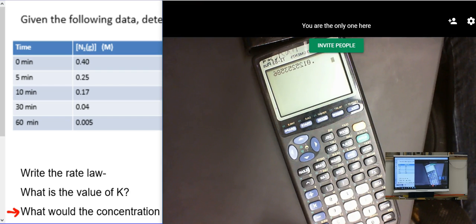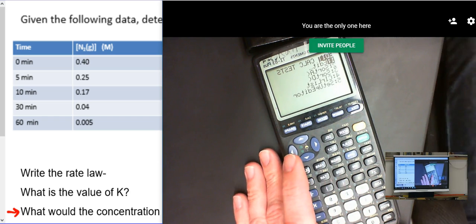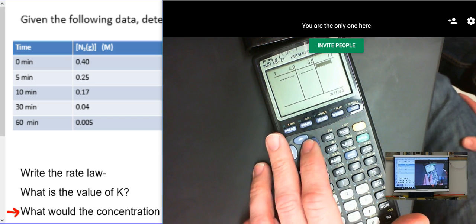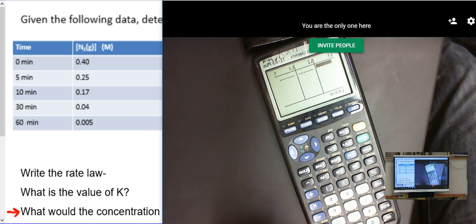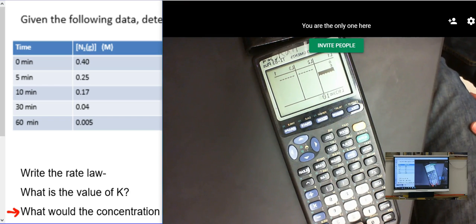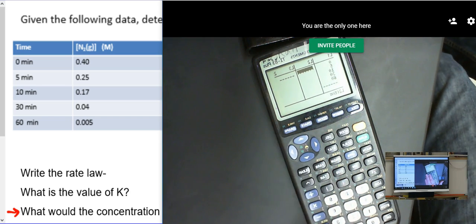I'm going to go ahead and put that data in and we'll follow all the steps. So I'm going to go to Stat, and then I'm going to go to Edit, and then I'm going to go to List 1 and put that data in. So 0, enter, 5, enter. Okay, then I'm going to go over, and I'll put L2 in.